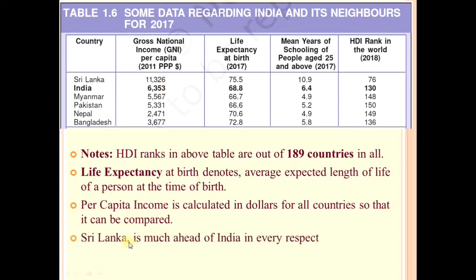So here we can see that Sri Lanka is faring better than India, and hence UNDP criteria are comparatively better. HDI is derived out of three criteria, and hence it is more reliable as compared to World Bank criteria, which gives importance only to per capita income.